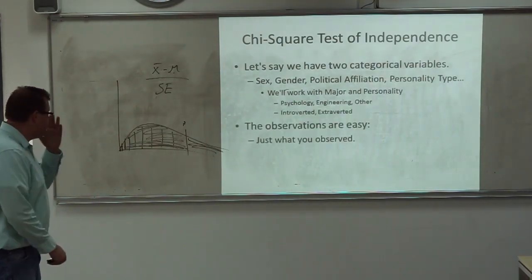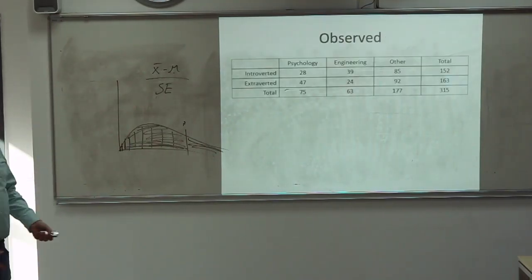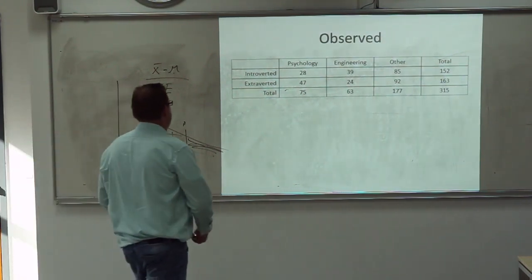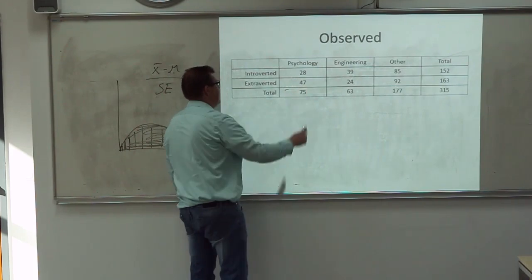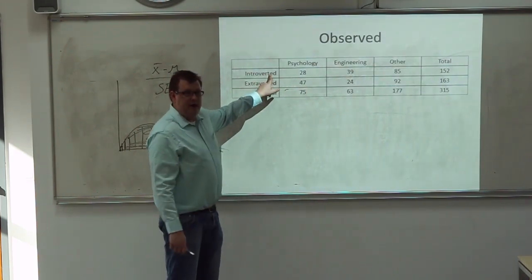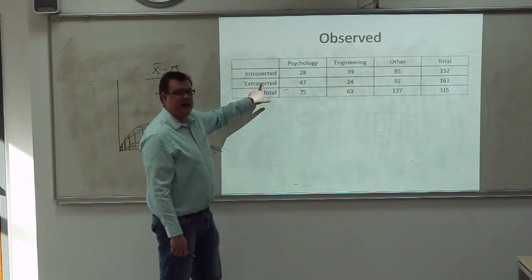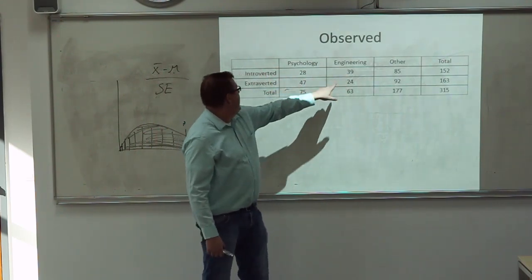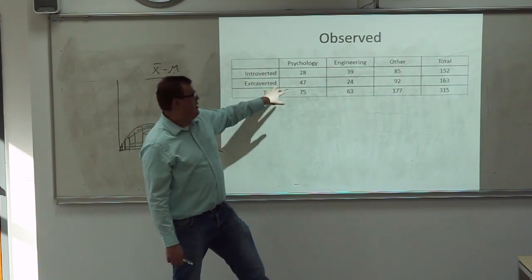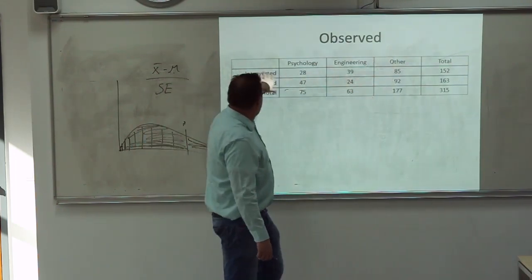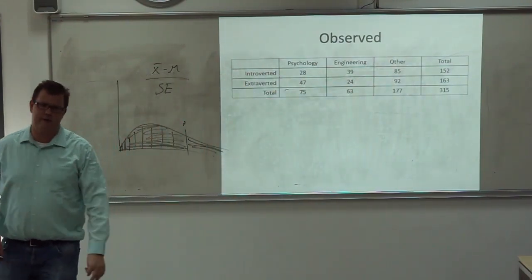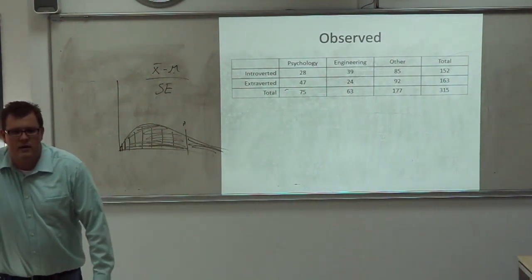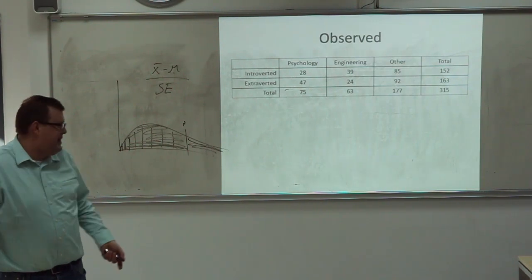Okay, so the observations are easy. These are just the things that you observe. So here is one possible way of seeing all the things that we observed. We had 28 psychology majors that were introverted. We had 47 that were extroverted. We had 39 engineering majors that were introverted, and 24 that were extroverted. And we had our other majors that also were introverted and extroverted. Why do you think I have the totals there? Why did I put the totals up there? Do we need the totals?